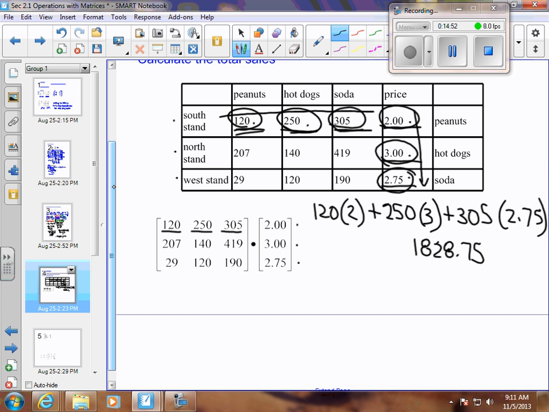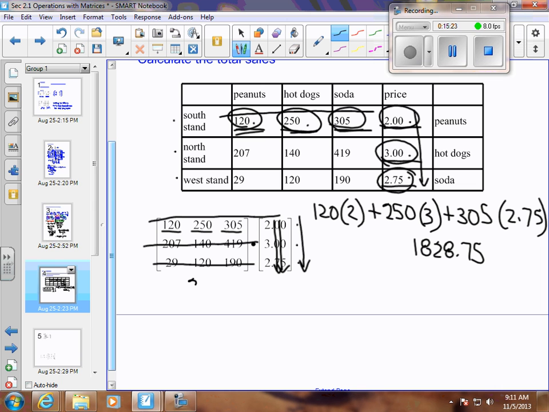So in order to find the amount of money taken in at that football game at all 3 stands on that given day, I would multiply row by column, row by column, and row by column, and add those three together. And that would give me the total amount taken in that day.